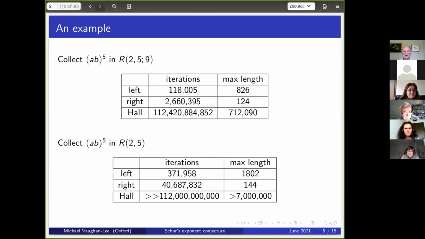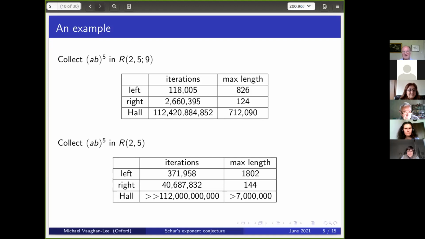Neubuser at Aachen had already discovered collection from the right, sometime in the 1960s. But I think Walmsley discovered this independently himself. If you collect AB to the 5th in R25, which is class 12, then those are the numbers.